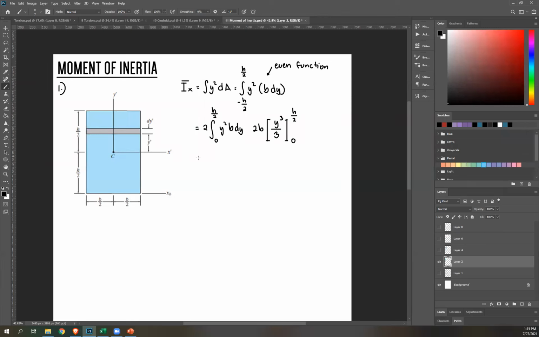So just sub in these values. I'm going to factor out 3 as well, just to make my equation shorter. And then sub in h over 2 cubed, minus 0 cubed over 2. So that's just 0. And then simplify. 2 cancels out, you get b h cubed over 2 cubed, so 2b h cubed over 8, 3 times 8.